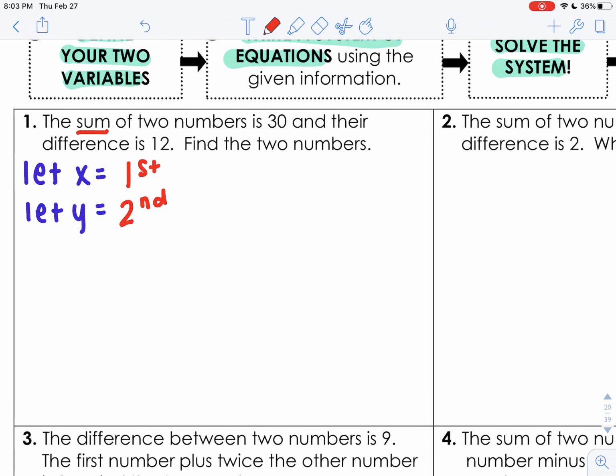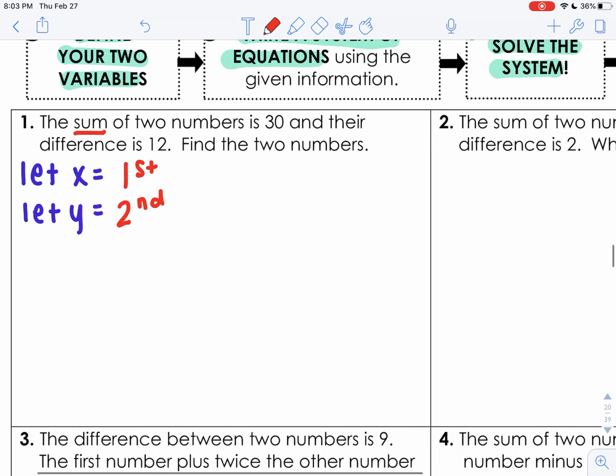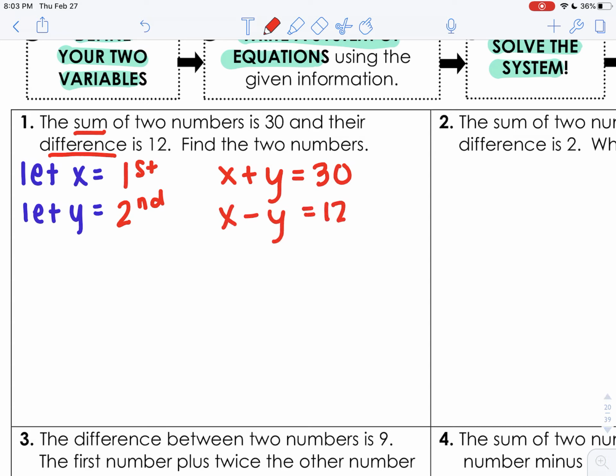So the sum of two numbers is 30. So we have our sum of these two numbers, which is x plus y. And that's going to equal 30, because sum is addition. And their difference is 12. So x minus y equals 12. Find the two numbers. Okay, so then we're either going to use substitution or elimination.